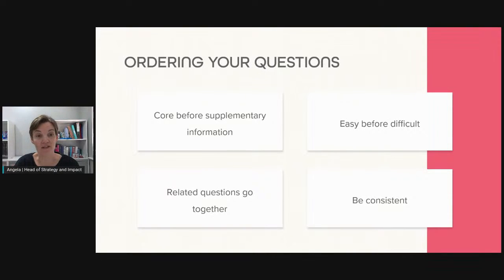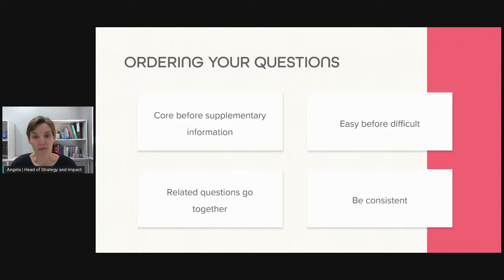It might be around due diligence. It really helps to have the core information first. So the things that people are maybe more confident in and they're expecting, and then those optional things later in the form. Related to that is our second one here, easy before difficult.